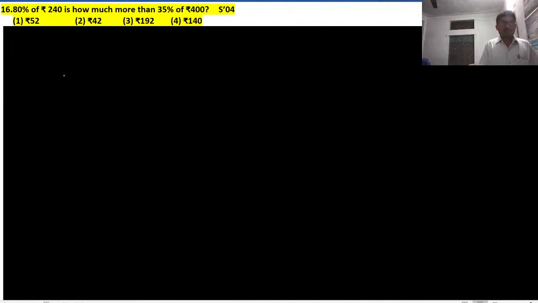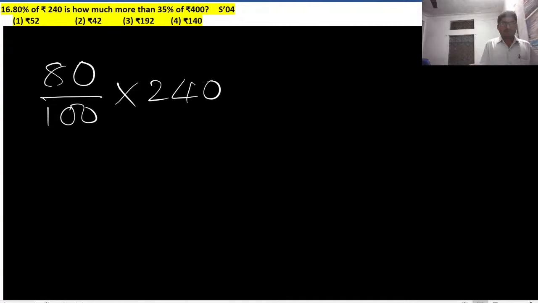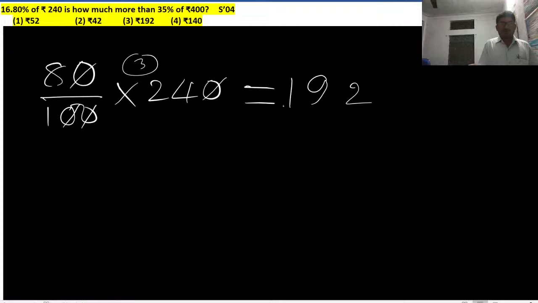16. 8% of 240 is how much more than 35% of 400? 8% of 240. So 8 by 100 into 240 is equal to, 0 0 gets cancelled. 8 4s are 32, 8 2s are 16, so 192. 192 rupees.